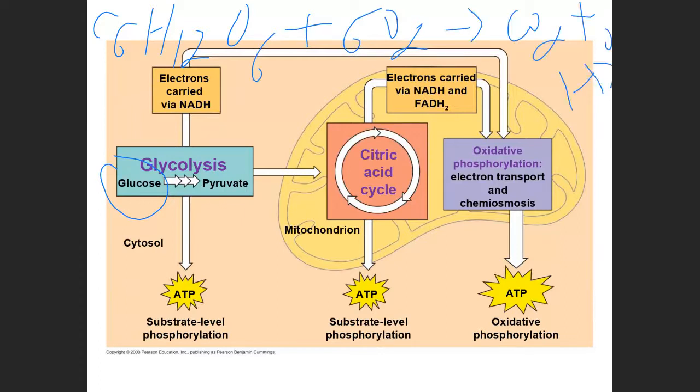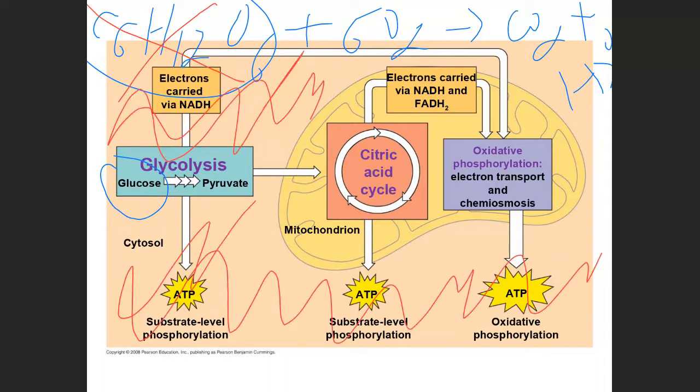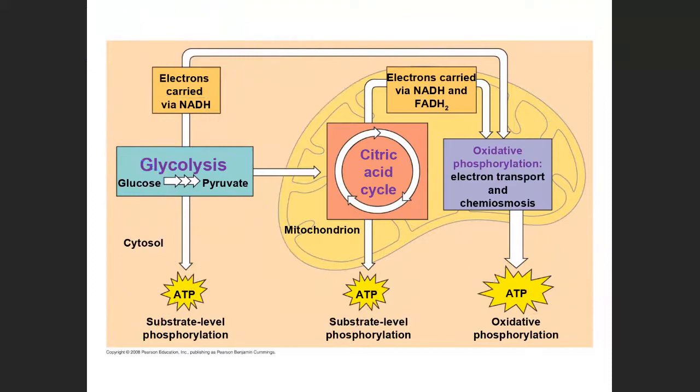So remember, I am catalyzing this molecule. This happens in the cytoplasm. This is the cytoplasm of the cell. That's the mitochondria. Okay? This around here is the cytoplasm. And this over here, that's the mitochondria.